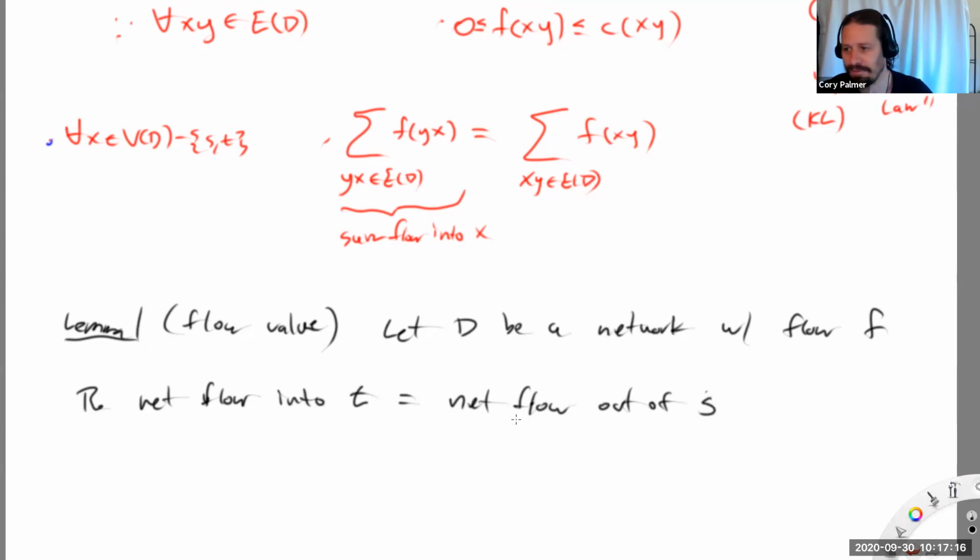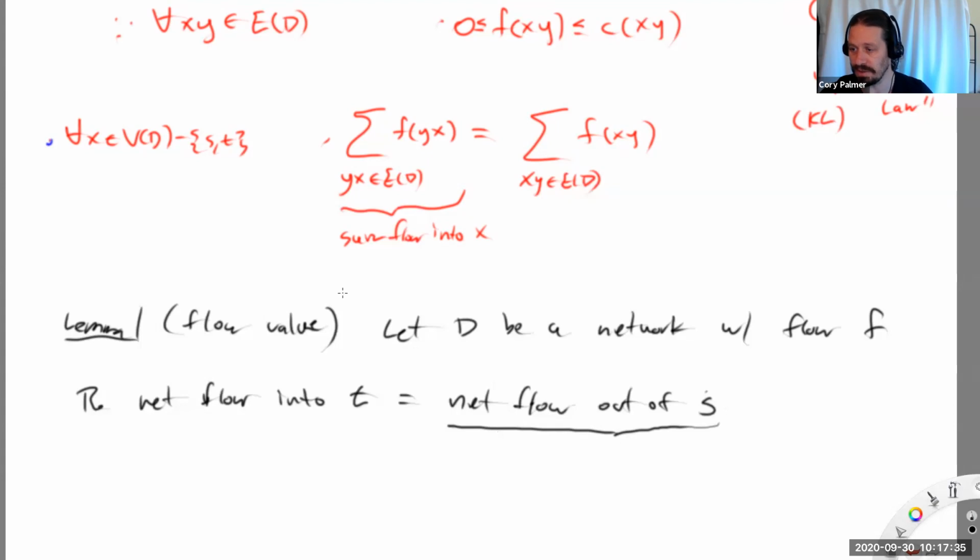So what's net flow? That's the sum. So the net flow out of S, what does this actually mean, to be precise here? Well, I'll write it down in an equation in a moment, but the net flow out of S is the sum of all the flows exiting S minus the flows entering S. It's possible to have flow entering the source.